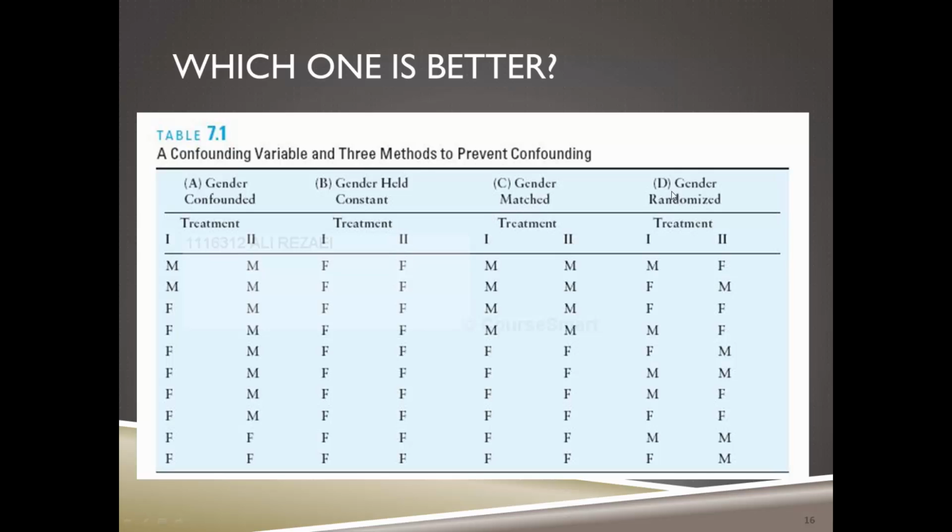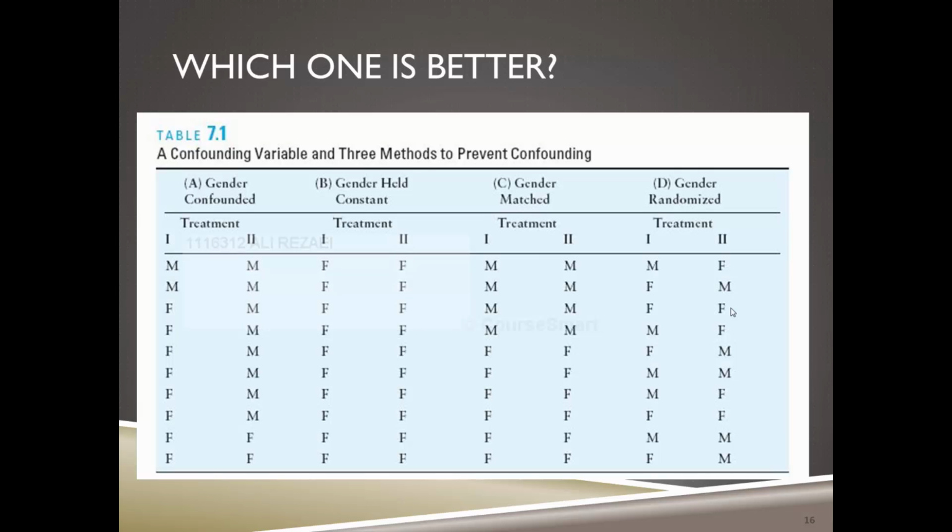And finally, we can do randomization. Randomly we divide them into two groups, but still we may have more female than male in one group. Okay, so the question might be, which one is better? The answer is generally randomization is better, because in randomization you not only control the gender variable, but also you can control IQ, parental income, parental education, so many other things.